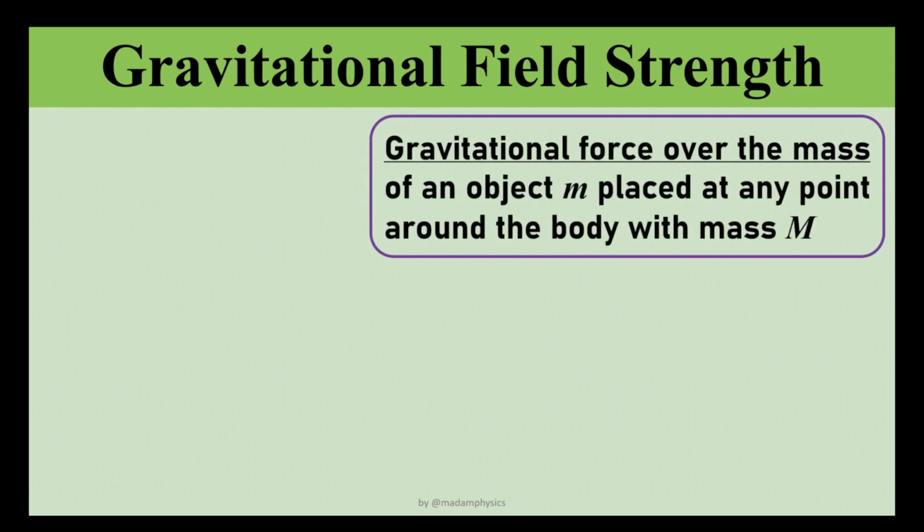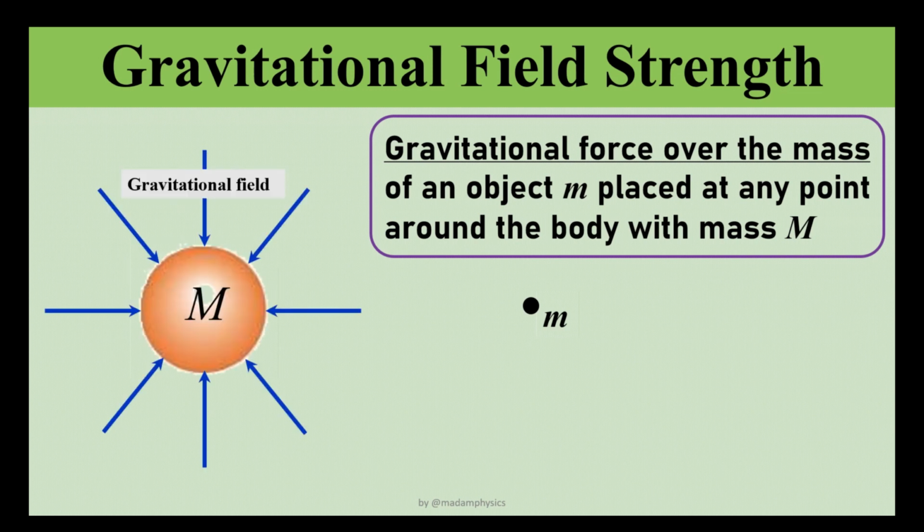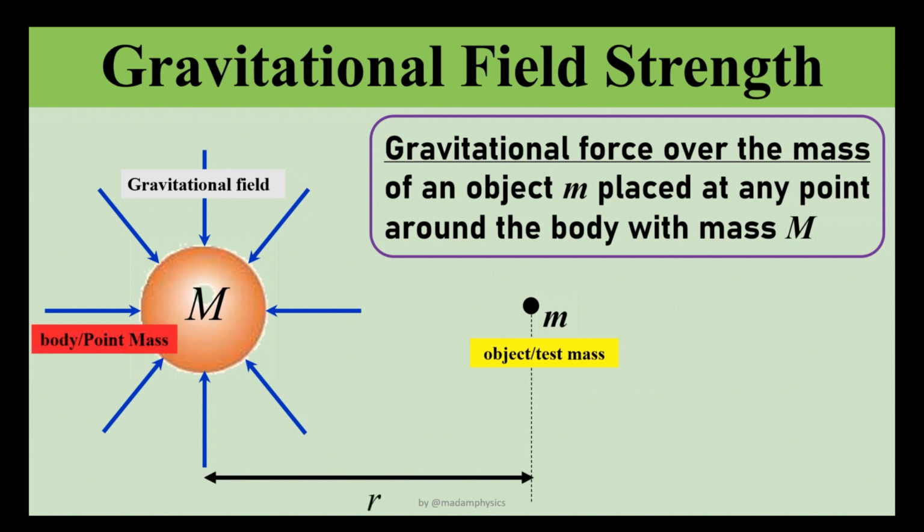Gravitational field strength, or also known as gravitational acceleration, is defined as gravitational force over the mass of an object m placed at any point around a body with mass capital M. The small m represents the object, or also called test mass, located at a certain distance r from the body that is labeled as big M. This body, or sometimes called point mass, is the one that produces gravitational field, for example the Earth. Mathematically, the gravitational field strength can be represented by the symbol Ag equals gravitational force over test mass.